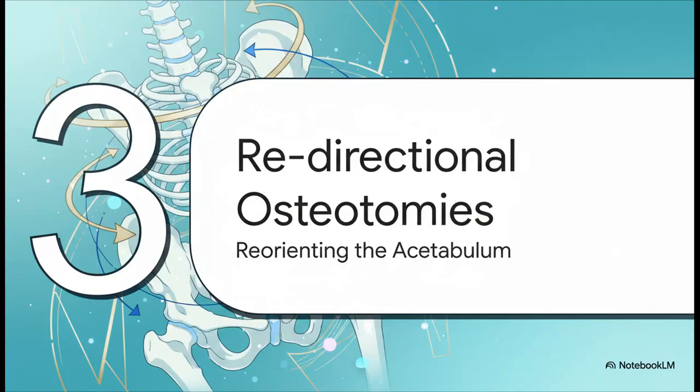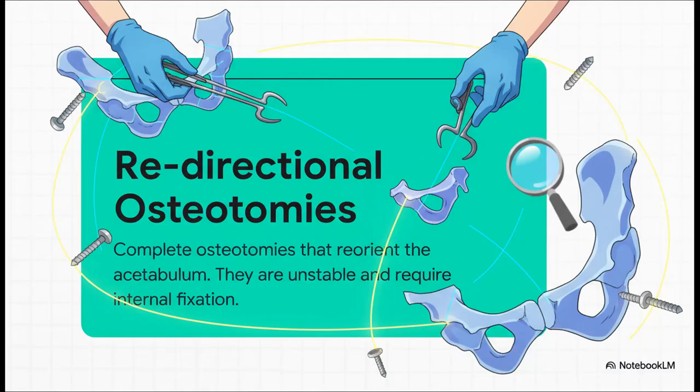Okay, let's shift gears to our next big category. What happens if the triradiate cartilage is closed, or if the deformity is just too significant for a simple reshaping? Well, that's when you have to think about reorienting the entire socket with a redirectional osteotomy. Now, this is a whole different ballgame. These are complete osteotomies. We're essentially freeing up the acetabulum as its own piece of bone and physically moving it into a better position. Because we've cut all the way around it, that fragment is inherently unstable. It absolutely has to be fixed with screws to hold it in that new, corrected spot.